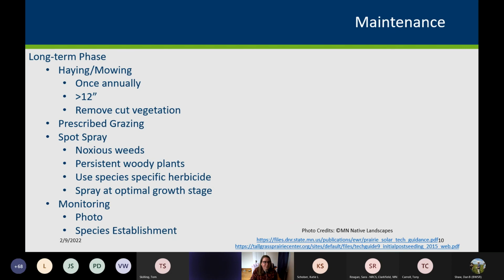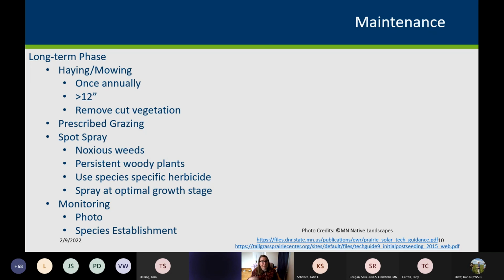So then there's long-term phase management. Typically that again would be haying or mowing. We have to find a way to deal with all of that biomass. So we don't want them to just hay and then leave the residue there because that'll just build up over time. It could smother some of those native plants, those sorts of things. We're still working on what's the right haying frequency and the right height. We're not quite sure. 12 inches is high for what haying will do, so we're still working on revising what that looks like.